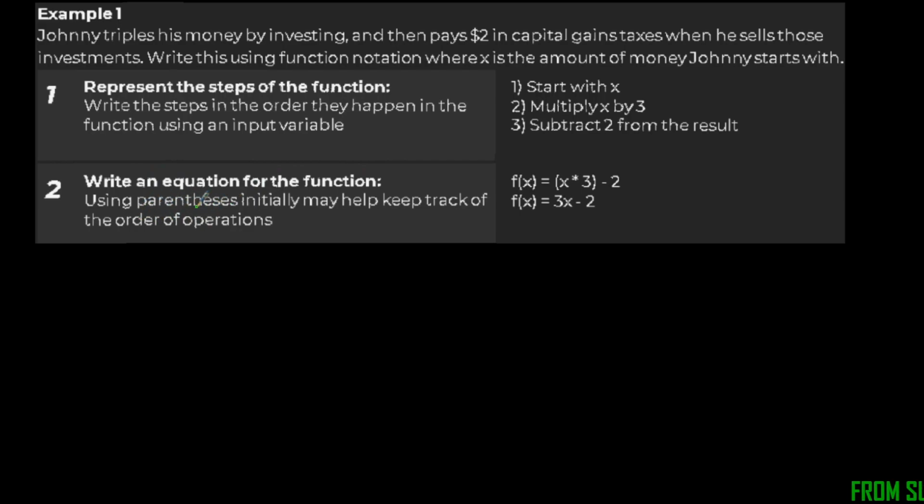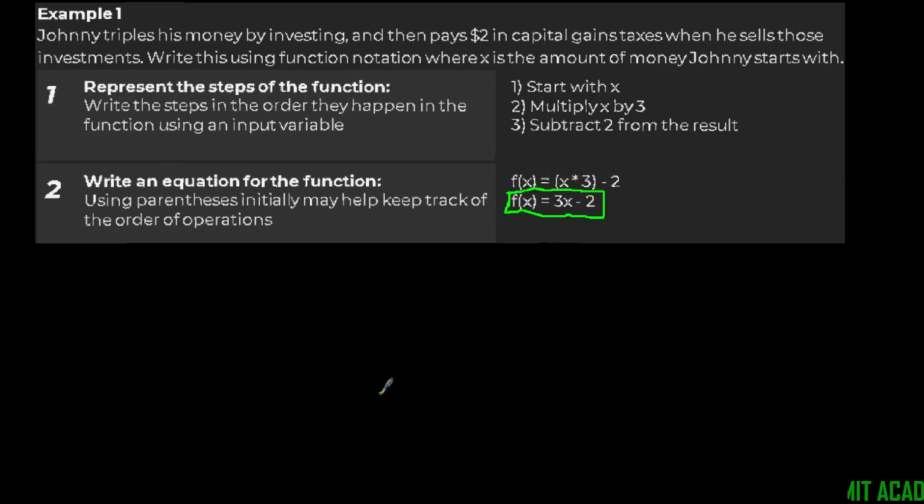And then for the second step, we write an equation for the function. Using parentheses initially may help keep track of the order of operations. I like to use parentheses anytime I plug in that value for x, but we can write it like this: f of x equals x times 3 minus 2. And make sure you group that together, so our final function is going to be f of x equals 3x minus 2.